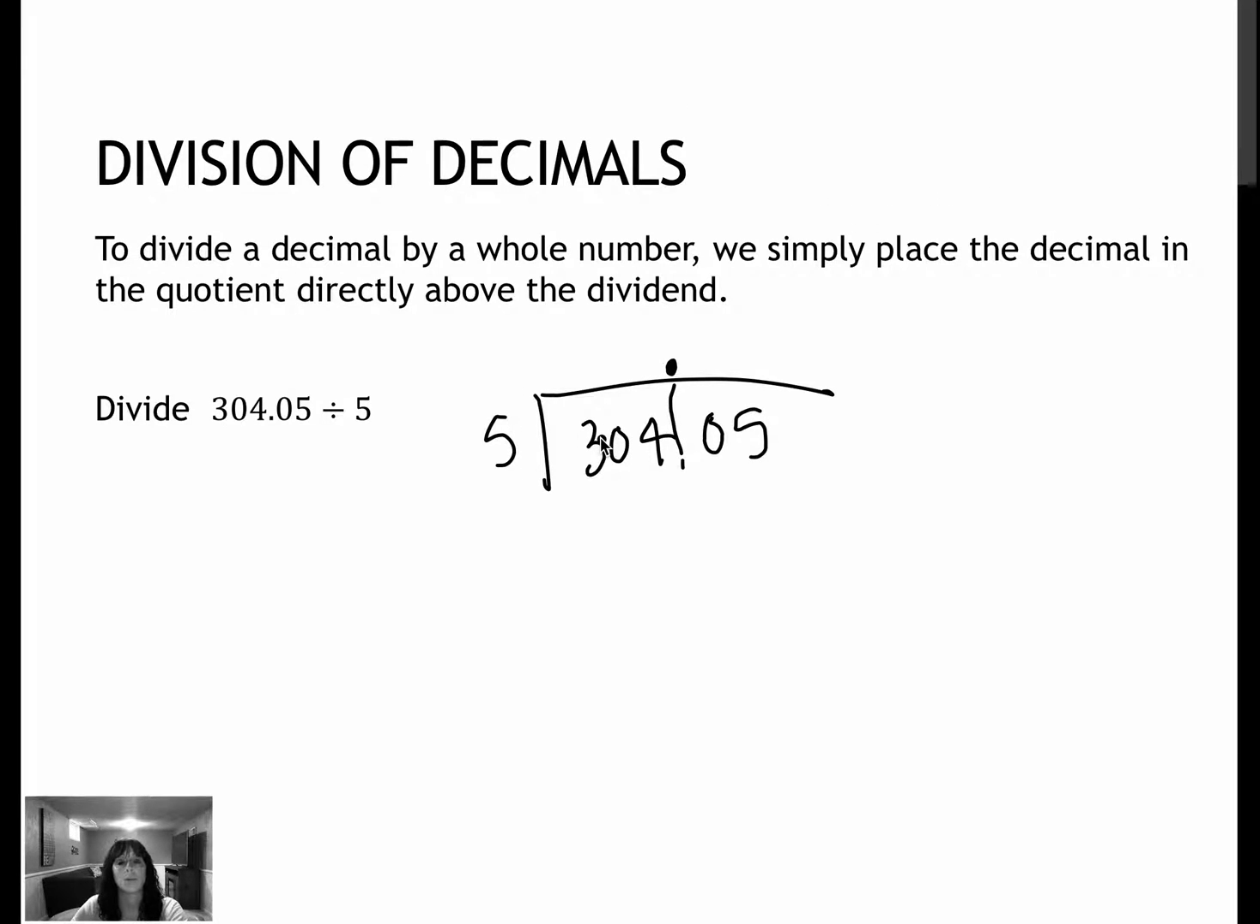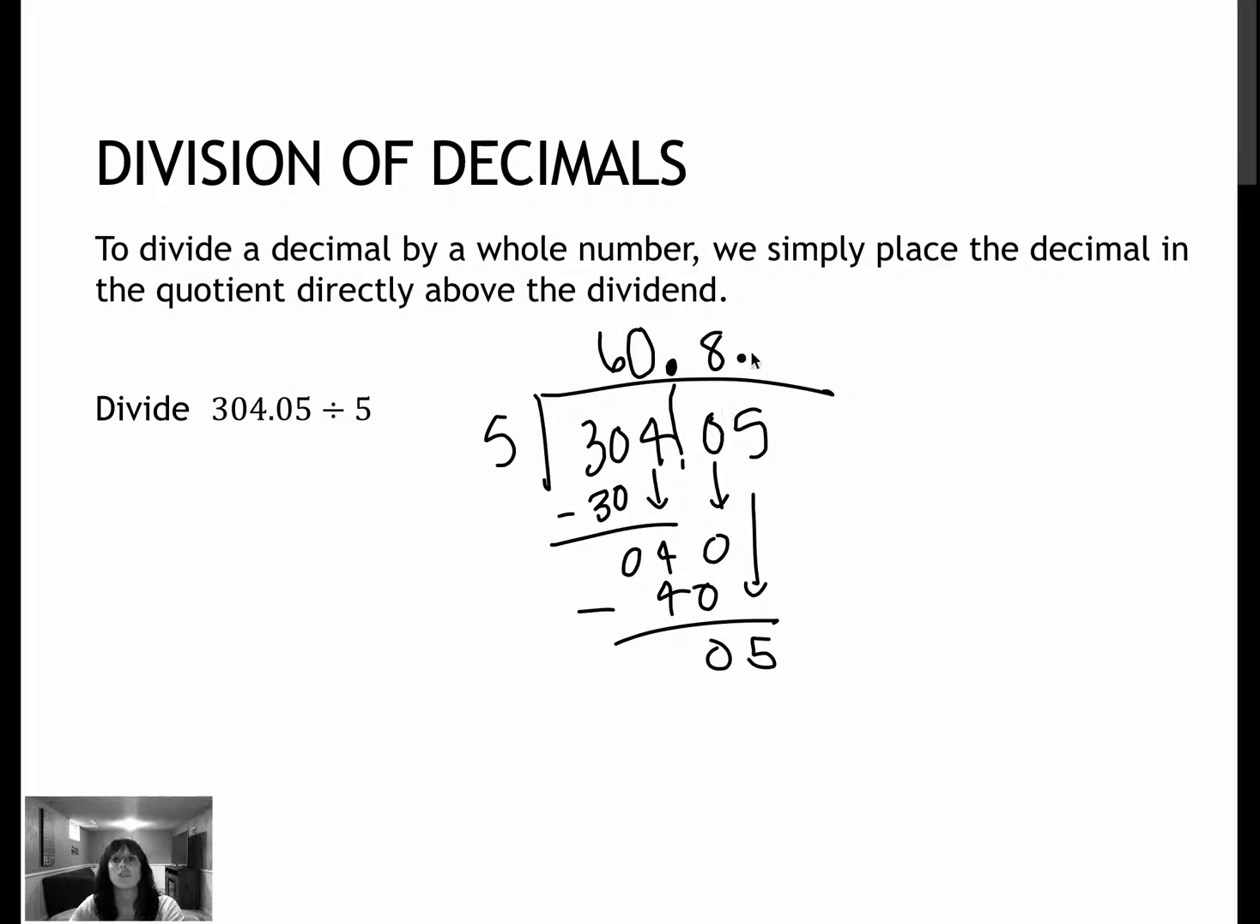So 5 does not go into 3, but it goes into 36 times. 6 times 5 is 30, and that gives me 0. I bring down the 4, and 5 doesn't go into 4, so I have to put a 0 as a placeholder, but I can bring down that next value. 5 does go into 40 8 times. 5 times 8 is 40. And then I would bring down the 5. So 5 goes into 5 one time, and I don't have anything left over. So notice in this case, it ended quite nicely, and that decimal in the dividend went directly above it to be in the quotient.